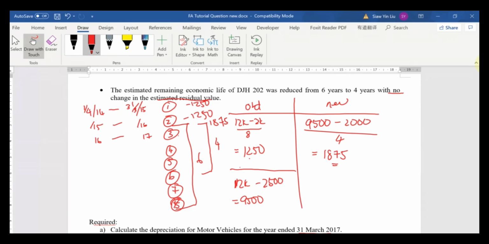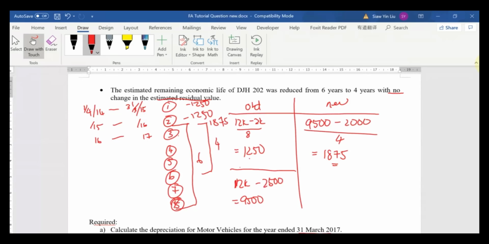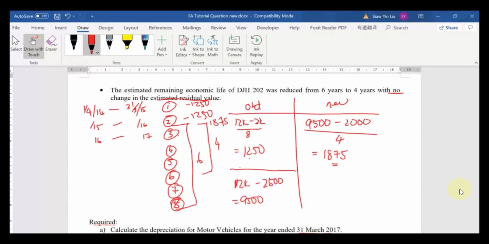Get it? So when you record the double entry into your T account later, the number of depreciation changes. But in terms of the double entry, debit and credit, no changes. Okay, because you still use this asset, you did not dispose it, so the others have no changes. So this one, you guys okay so far?